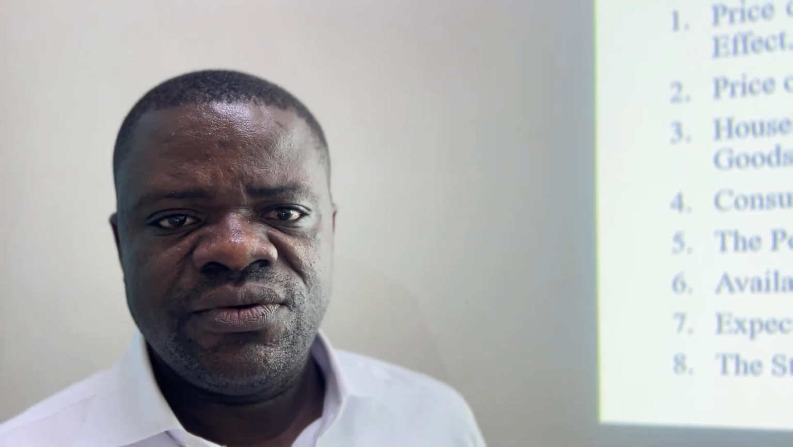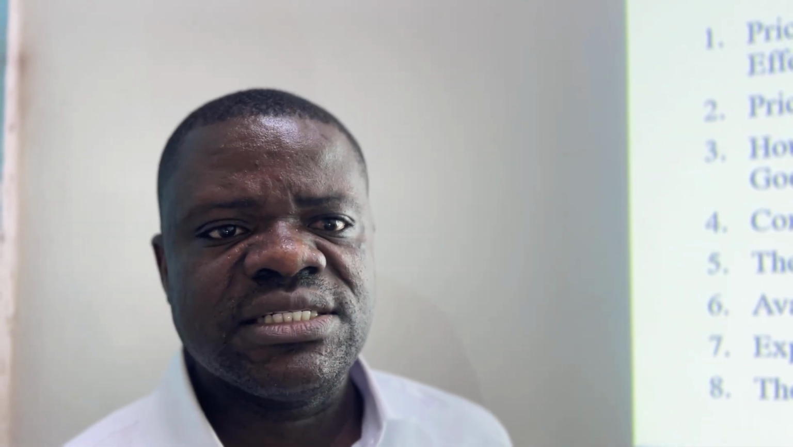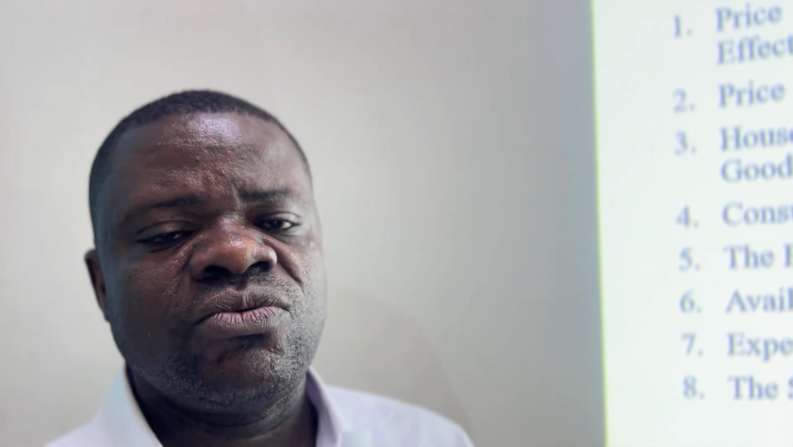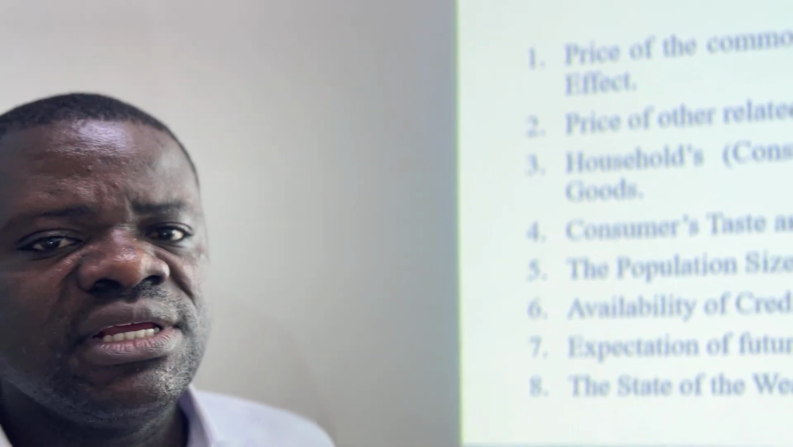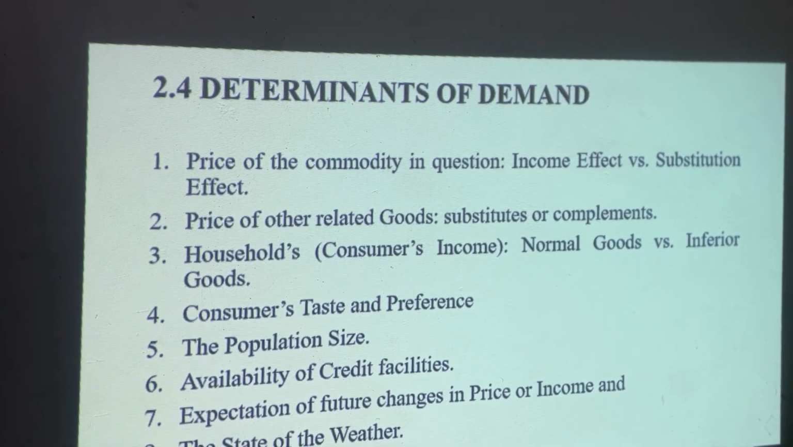So with 20 cedis, if price is 4 cedis, the consumer can now buy 5 units of the commodity. But then when price increases to 5 cedis, the real value of the money has fallen. Real value has fallen, although the nominal value is the same. So with the increment in price from 4 cedis to 5 cedis, the consumer can now buy 4 units instead of the 5. So this explains the first reason why consumers normally buy more when prices are low and less when prices are high.